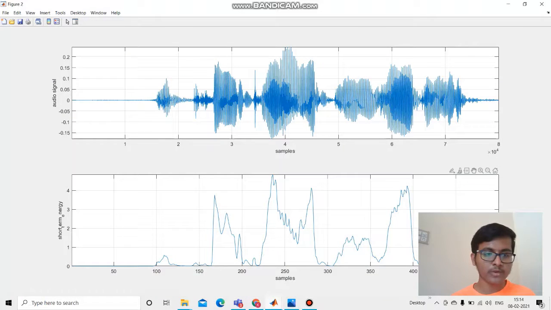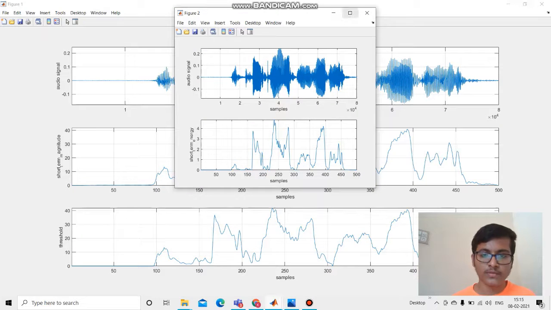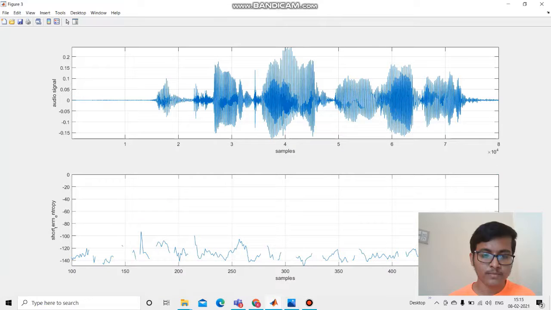Next is figure 2. In figure 2 I am plotting the short term energy. Here I have not used a threshold because the graph is very low at the noises, so I have not used a threshold graph. This is the audio signal and this is the short term energy signal. And next, this is the short term entropy graph, with the audio signal and the short term entropy.